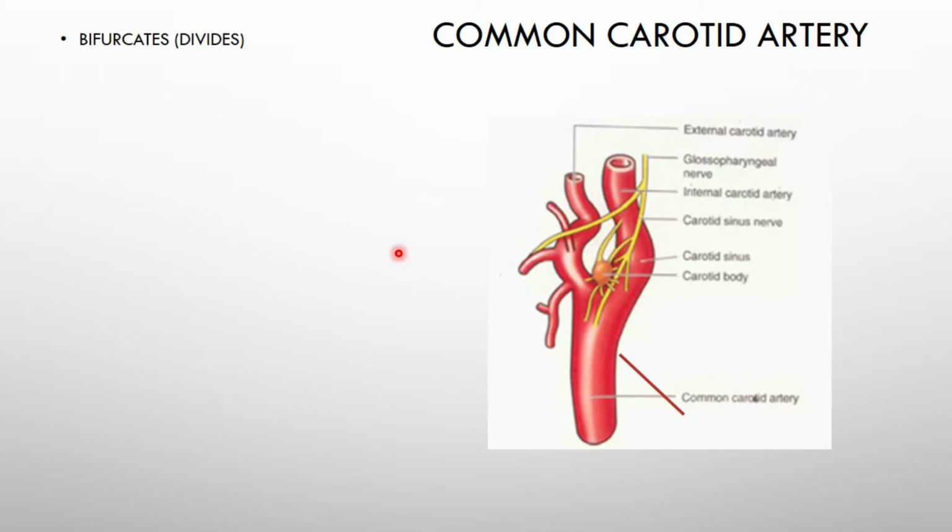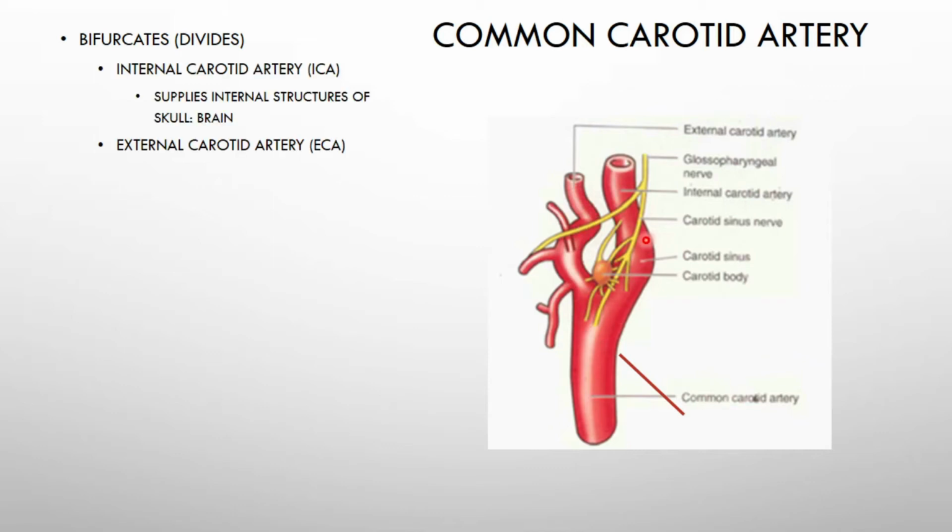So, as we mentioned, the common carotid artery bifurcates or divides into its two terminal branches, the external carotid artery and the internal carotid artery. And as we said, the internal carotid artery is going to supply the brain, essentially, and the external carotid artery is going to supply your face, structures in the neck, stuff like that.